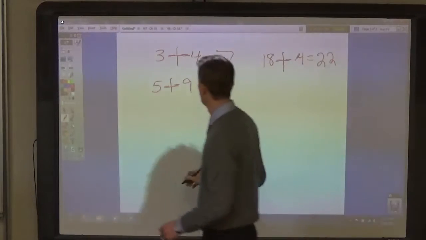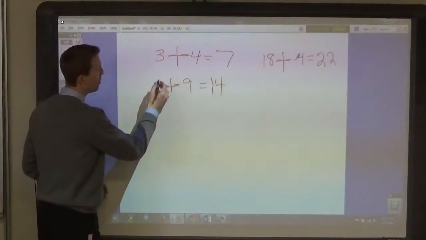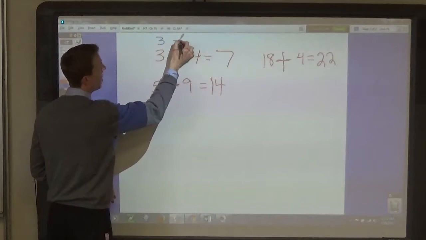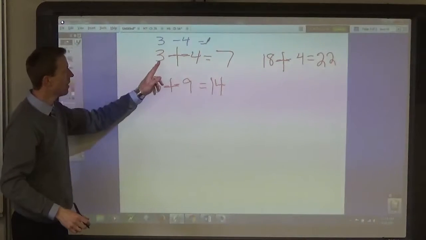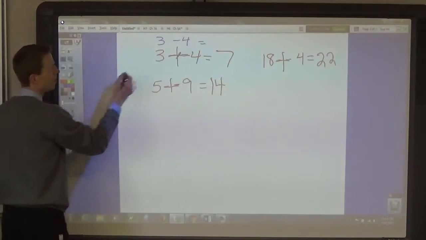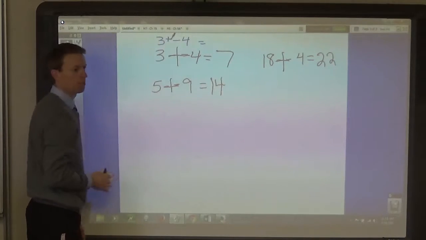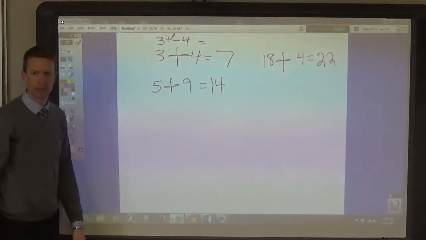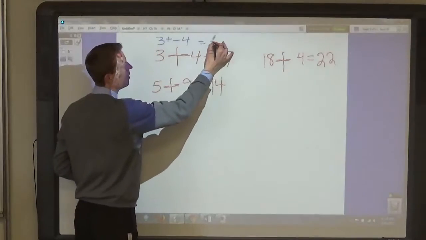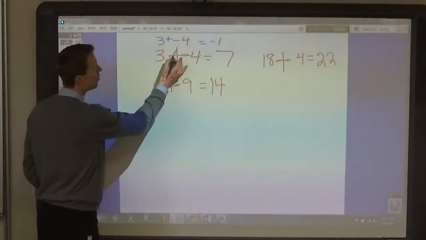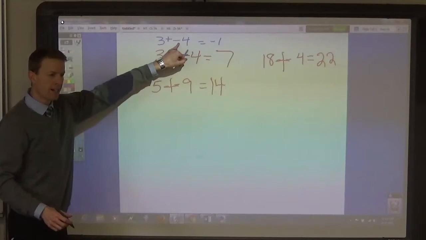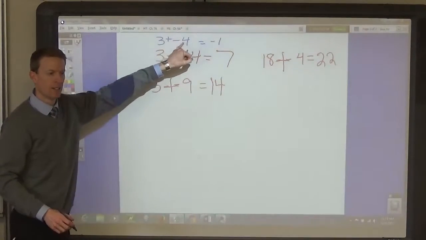Now, wait. Let's go back. How would this problem be different? 3 minus 4. Is that the same as 3 minus negative 4? No. What would we do in front of the minus sign? Insert a plus sign. What is the answer to this problem? Oh, it's not the same, is it? 3 plus negative 4 is negative 1. So when you have two minus signs, they become a plus sign. But if there's only one minus sign, it becomes plus negative.